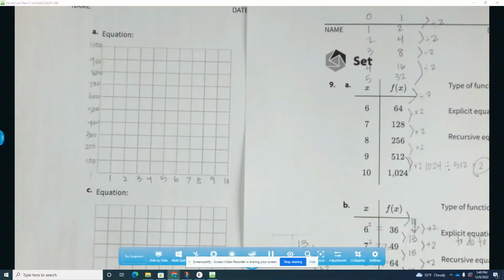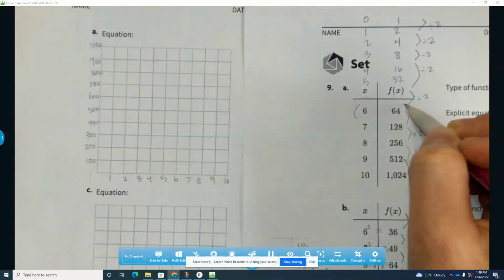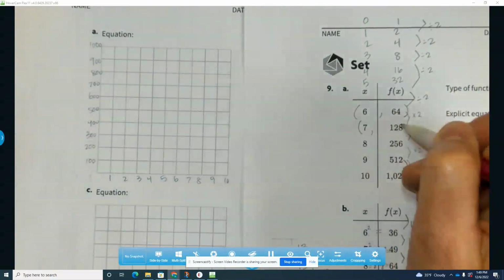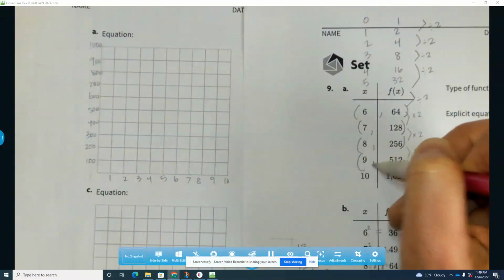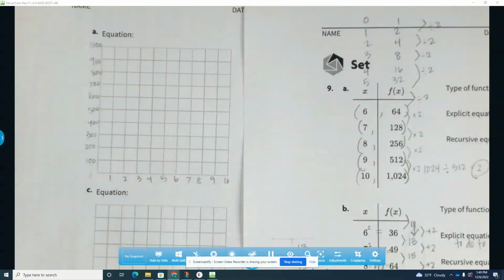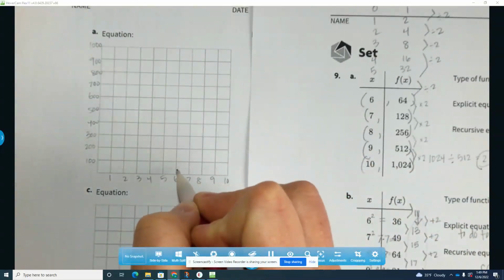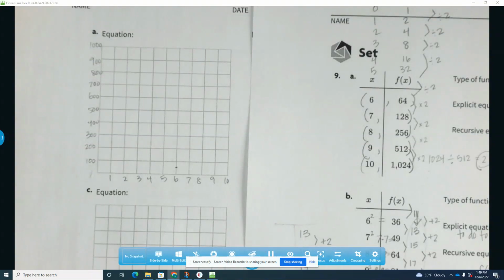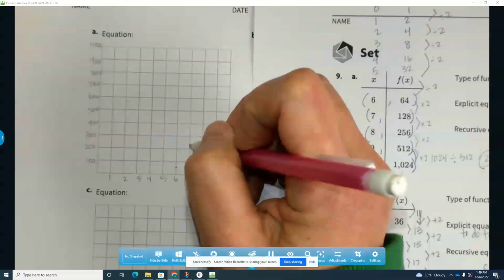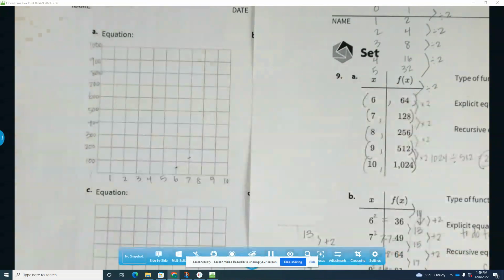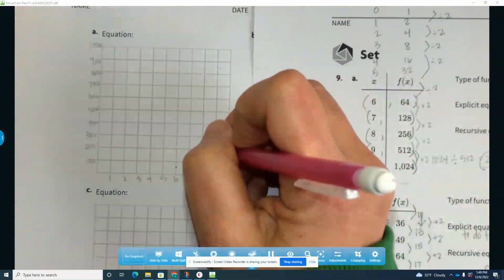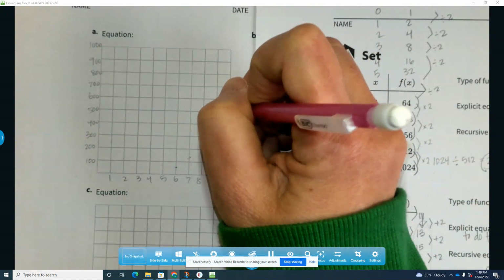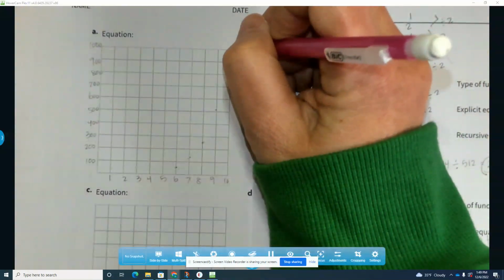But now we can look at our table and say, okay, my sixth term is 64. In a table, these numbers are an ordered pair. Okay, so 6 and 64. Well, 64 is less than 100, but a little more than half, so I'm going to put it about right there. 128 is just a little bit over 100 in this case. 256 is about right in the middle between 200 and 300. 512 is just barely over 500, and then 10 is 1,024.